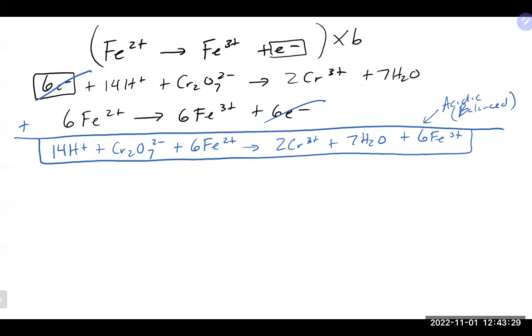So if we quickly look at it there on the left-hand side, I got 14 hydrogens. Right-hand side, 7 times 2 is 14 for the hydrogens. 2 Cr on the left, 2 on the right. 7 oxygens on the left, 7 on the right, and 6 irons on the left and 6 on the right, which is good. Overall charge happening here, that is a plus 14 from that guy.